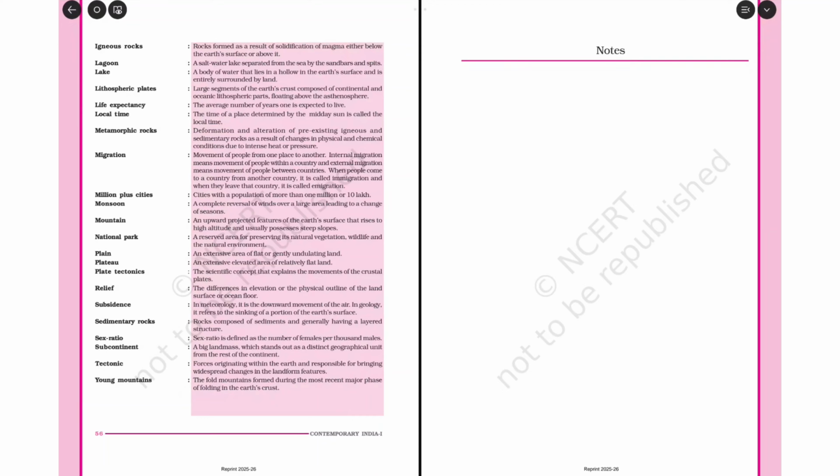Mountain, an upward projected feature of the Earth's surface that rises to high altitude and usually possesses steep slopes. Young Mountain, the fold mountains formed during the most recent major phase of folding in the Earth's crust. Subcontinent, a big landmass which stands out as a distinct geographical unit from the rest of the continent. This sequence of definitions tells a spectacular geological story.